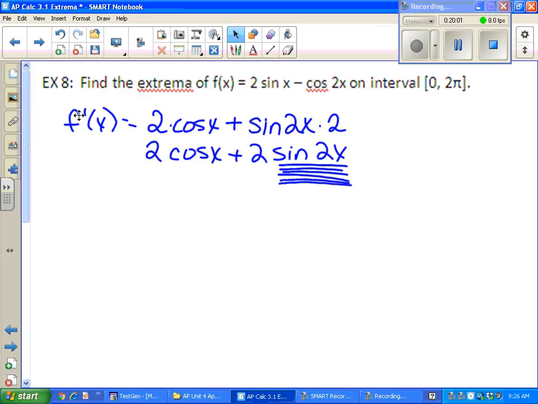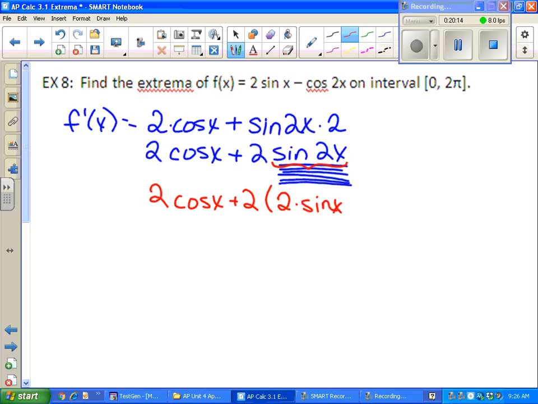So I'm going to replace that. 2 cosine x, we already have that. So what are we going to end up with? And then this part's going to give me a 2 sine x times what? Cosine x. So I'm actually going to end up with what coefficient here? 4.